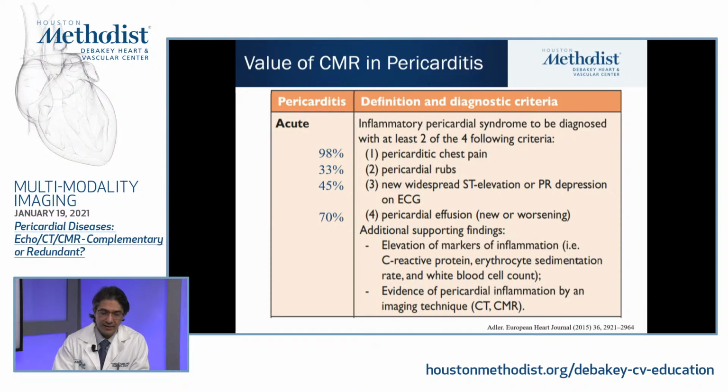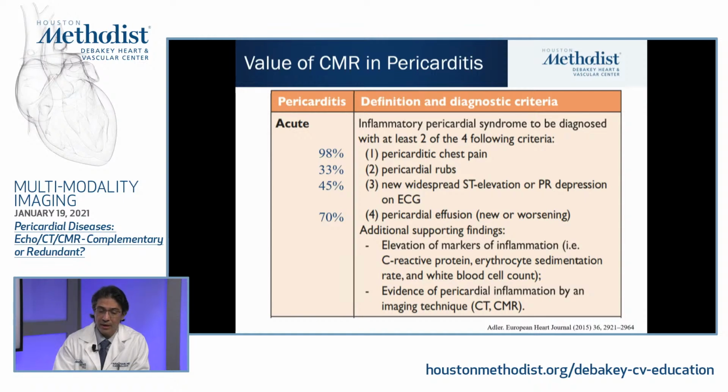Now, if you look at the ESC criteria for making the diagnosis of acute pericarditis, you need 2 of 4 criteria. You need chest pain. Now, the vast majority of patients will have that. You need either pericardial rubs. The problem is, you'll notice only 33% of patients present with rubs, so this is not a common finding whatsoever. Another feature that you look for is diffuse ST elevations on your EKG. Notice 60% of patients will not have this finding. So again, not a common finding to see in acute pericarditis.